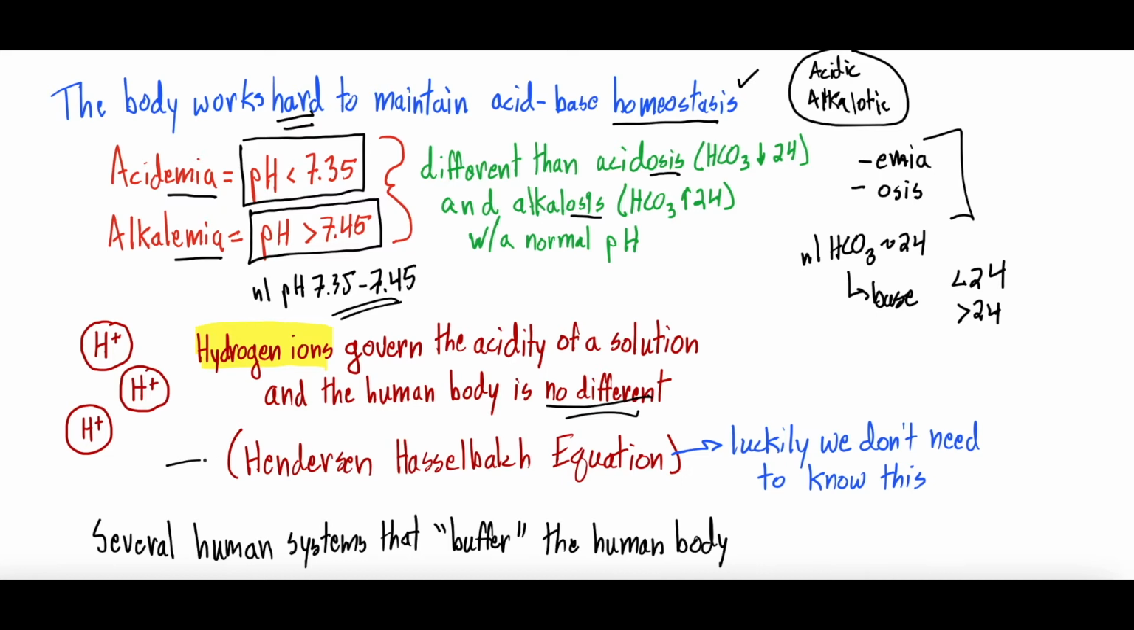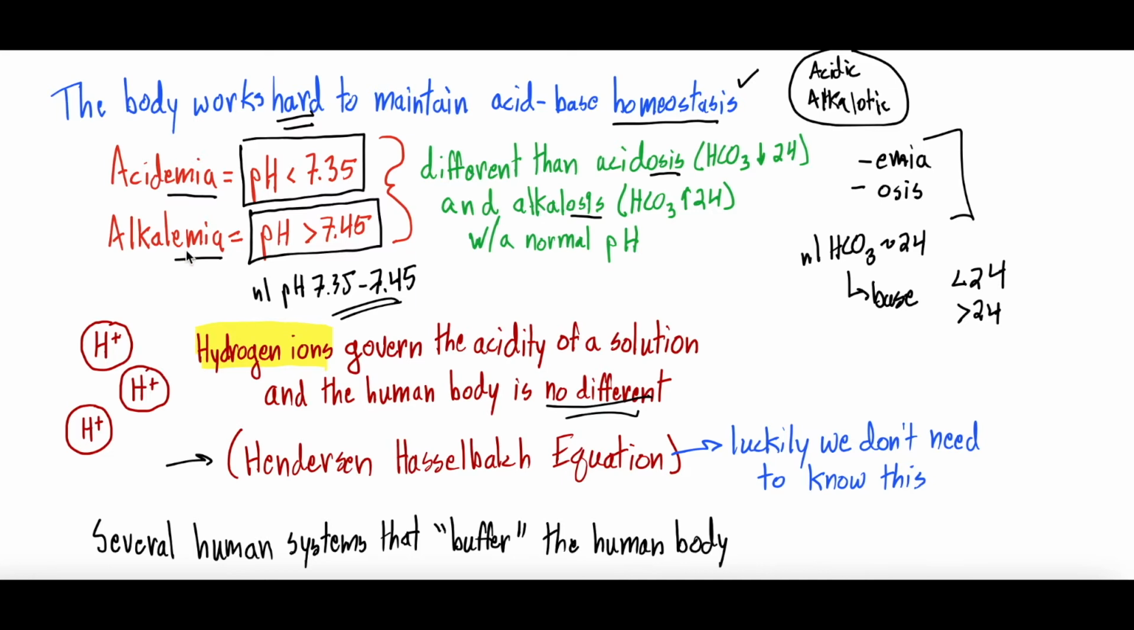For those of you who remember chemistry, there's the Henderson-Hasselbalch equation that teases out blood pH and its proportionality to weak acids or weak bases. We luckily don't need to know that for medicine, so we're not going to dive into that. But the conceptual thing to remember is that hydrogen ions govern the acidity of a solution. Too many hydrogen ions means you're acidic. Too few hydrogen ions means you're basic, right? And alkalosis is basic. Acidosis is acidic.